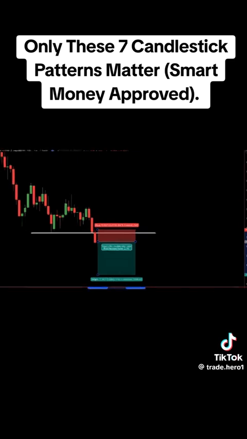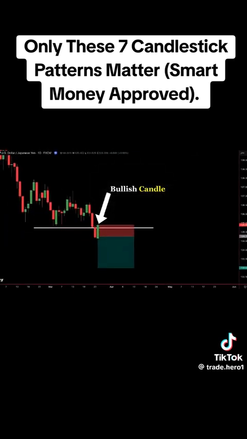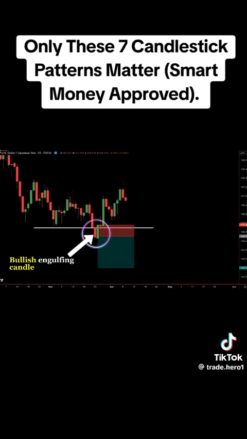So the next move is precise. A big bullish candle forms and it engulfs the entire body of the previous bearish candle. In just one candle, everything changes. That's the bullish engulfing bar, a signal that sellers have lost control and buyers are stepping in with force.